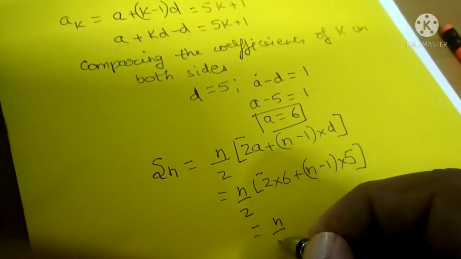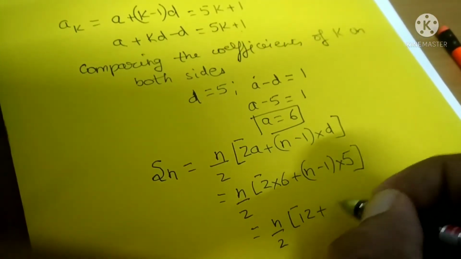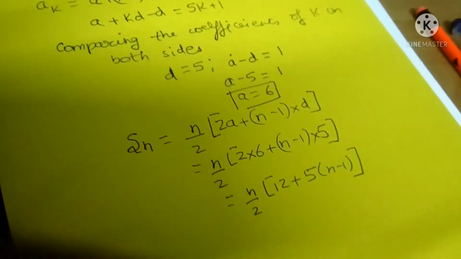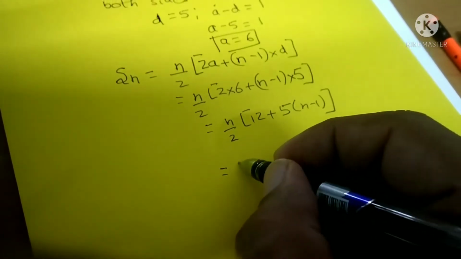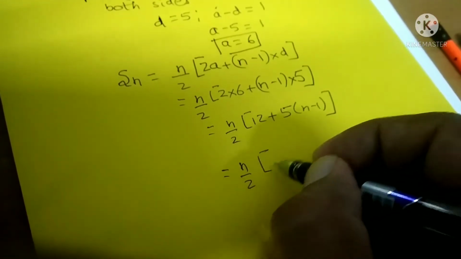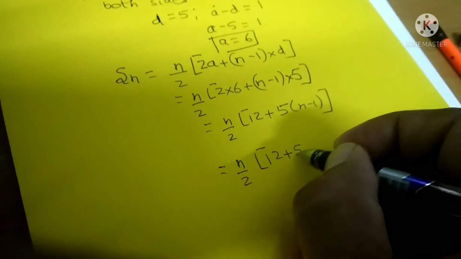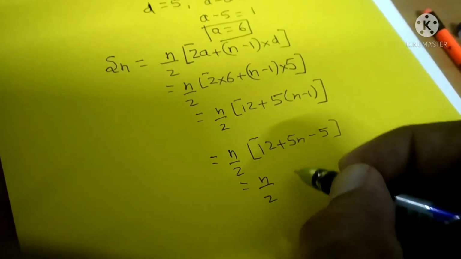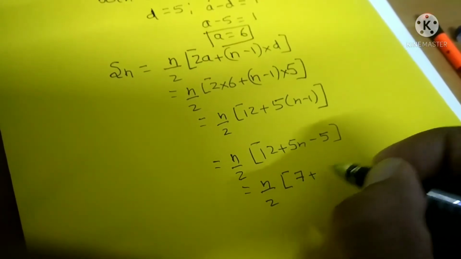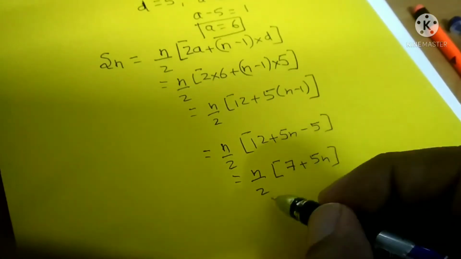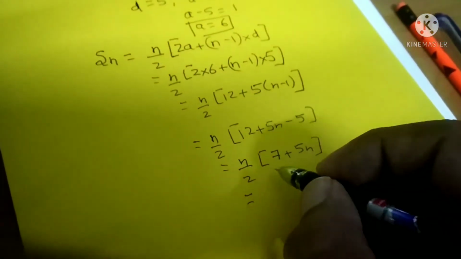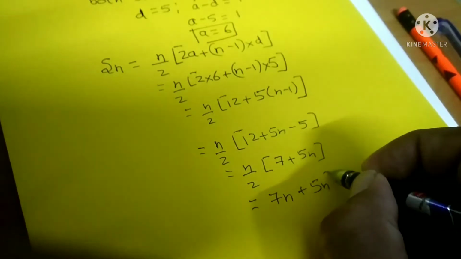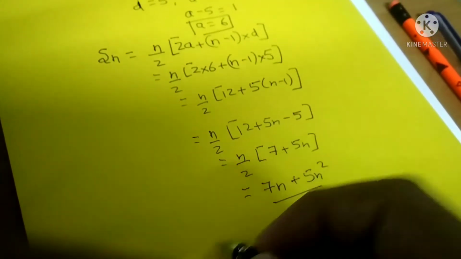So S is equal to n by 2 whole into 12 plus 5 into n minus 1. So this is the answer. This is equal to n by 2 whole into 12 plus 5n minus 5. So this is equal to n by 2 into 7 plus 5n, which is 7n plus 5n square divided by 2. So this is the answer of this question.